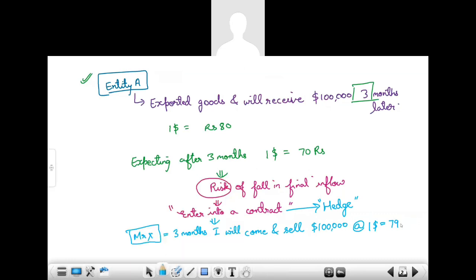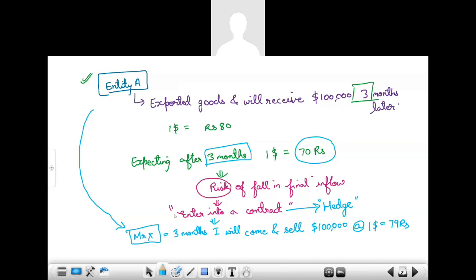Give me a quick thumbs up. Do you get this? Now, in case after 3 months, if prices fall to 70 rupees, then entity A will receive $1 lakh. They will not sell it into the market. Instead, the entity A will go to Mr. X and say, Mr. X, please take this deal. I've received $1 lakh. Please give me 79 rupees for each dollar. So this is how hedging is done.